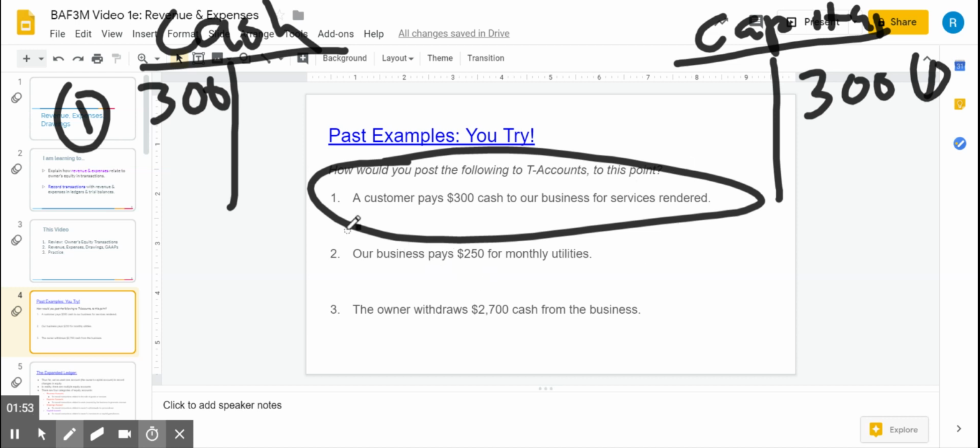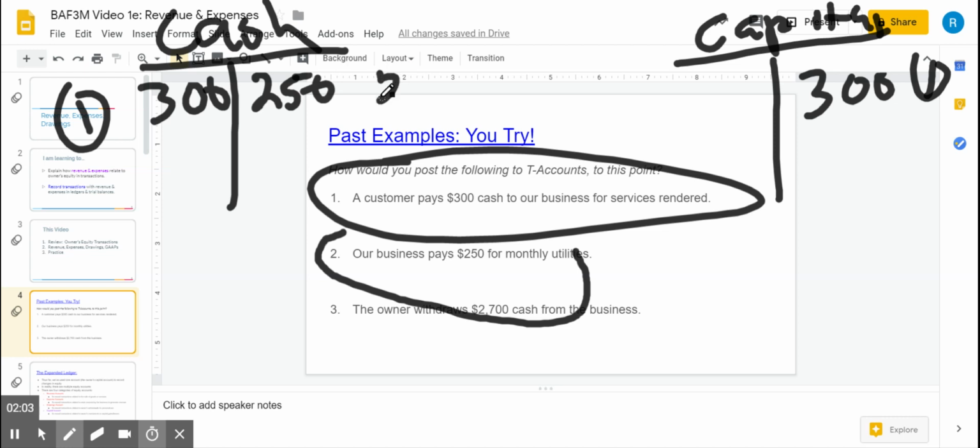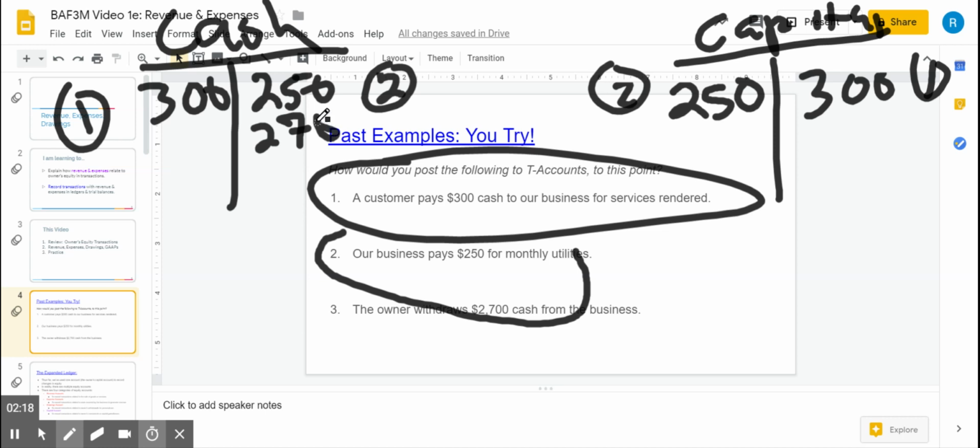For number two, our business pays 250 for monthly utility. You would credit cash for 250, because if we're paying this money, we're losing cash. We would also say that the value of our business is decreasing by 250, so in this case you would debit capital. Number three, if the owner withdraws 2,700 cash from the business, you would decrease our cash by crediting it for $2,700, and then similarly decrease our owner's equity.